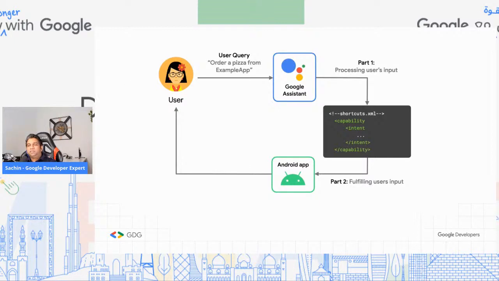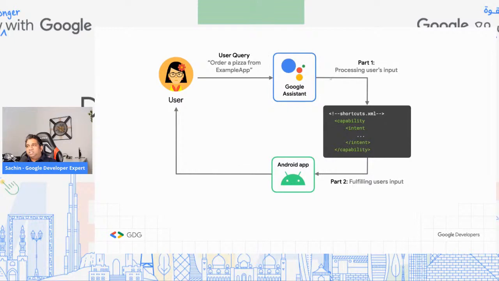Okay. So here's a classic example. You have a user, right? The user would launch the Google Assistant on the phone and say, "Hey G, order a pizza from example app." This example app could be your application. The Google Assistant is the one in charge of interpreting this entire conversation. So from speech to text, translation happens here, natural language understanding happens here.